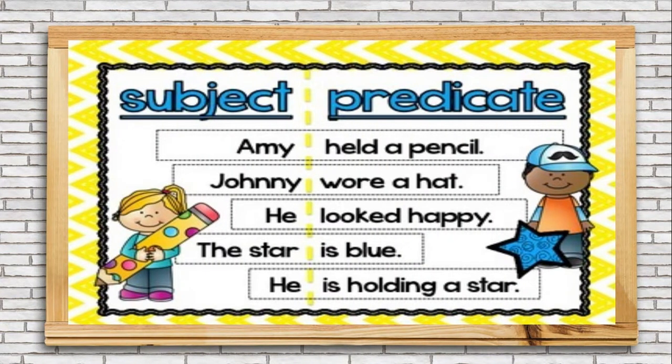The subject and the predicate in a sentence. Amy held a pencil. Amy is the subject, held a pencil is the predicate. Johnny wore a hat. Johnny is the subject, wore a hat is the predicate. He looked happy. He is the subject, looked happy is the predicate. The star is blue. The star is the subject, is blue is the predicate. He is holding a star. He is the subject, is holding a star is the predicate.